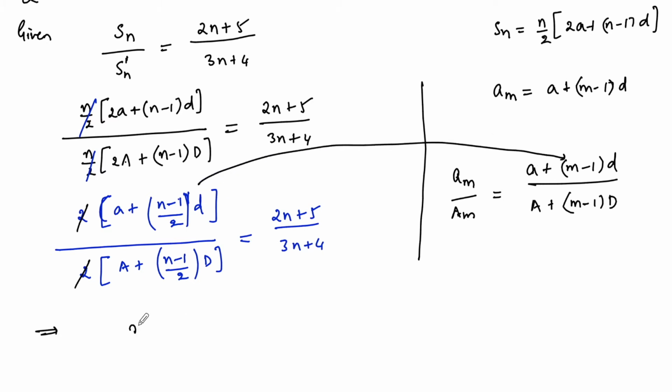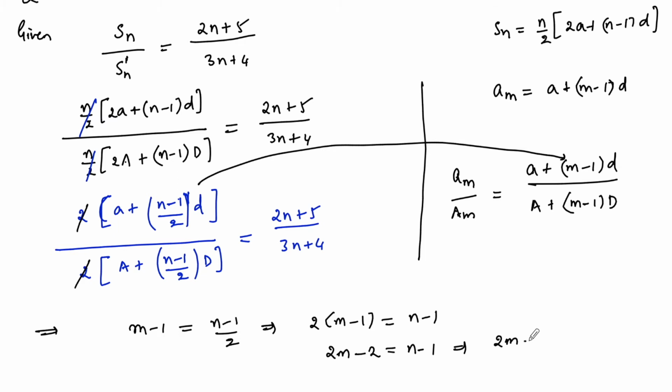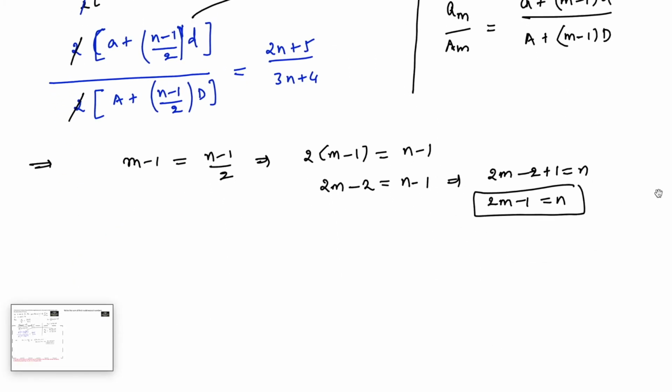So to find these values, let us compare a plus n minus 1 upon 2 into d with a plus m minus 1 into d. When comparing, m minus 1 must be equal to n minus 1 upon 2. So 2 times m minus 1 is equal to n minus 1, or 2m minus 2 is equal to n minus 1, or 2m minus 2 plus 1 is equal to n. So 2m minus 1 is equal to n. To get the ratio of the mth terms, we need to consider n as 2m minus 1, so put n equal to 2m minus 1.